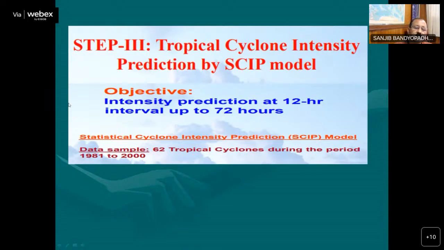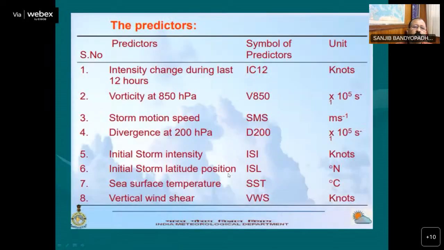Intensity, I think still there is some scope to work. More or less our track is correct, reasonably correct, but for intensity, there is scope for further development. So intensity prediction we are doing through the SCIP model. These are the parameters we are seeing, maybe too technical. That is, what is the intensity change in the last 12 hours? What is the vorticity at 850, storm motion speed, divergence at 200 hectopascal, initial storm intensity, initial storm latitude position, sea surface temperature, and vertical wind shear.